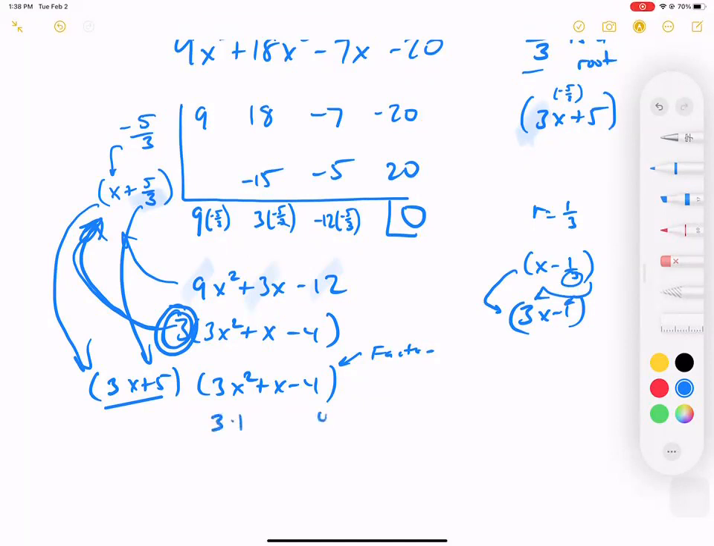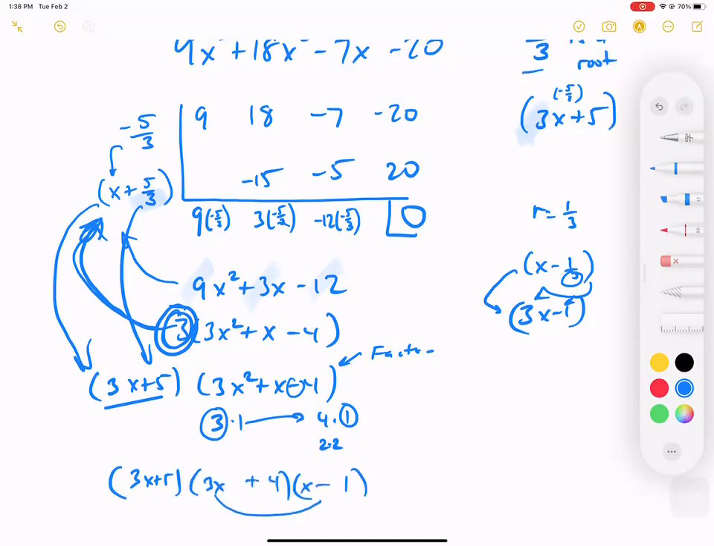All right, last step is factoring 3x squared plus x minus 4. 3 times 1, 4 and 1, and 2 and 2. Any of these options subtract out to become 1. Hopefully you can see 3 times 1 is 3, and 1 times 4 is 4. 4 minus 3 is 1. So we have our factors. We have 3x and x. And we said 3 times the 1 and 4 times 1. We need more positives than negatives.